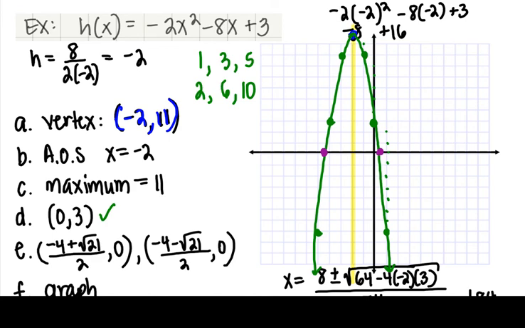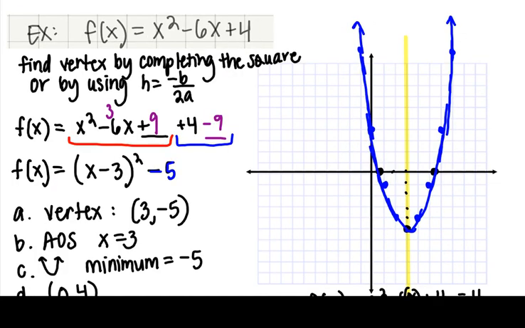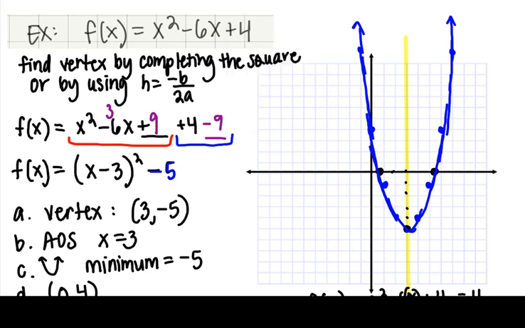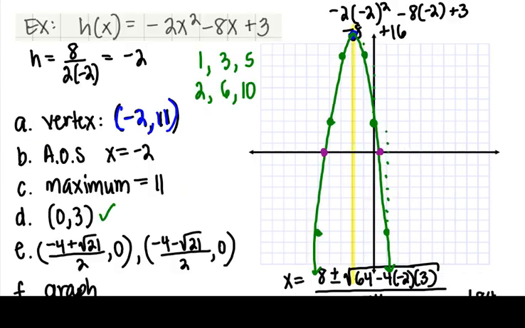So hopefully you got a good idea of how to do this, and you can use whichever you prefer. You can use completing the square, which some people really like. So you can complete the square to put your quadratic into vertex form, or you can use h equals negative b over 2a and find the x value of your vertex and then plug that back into your function to find the corresponding y value. Either way works. It's really just personal preference.